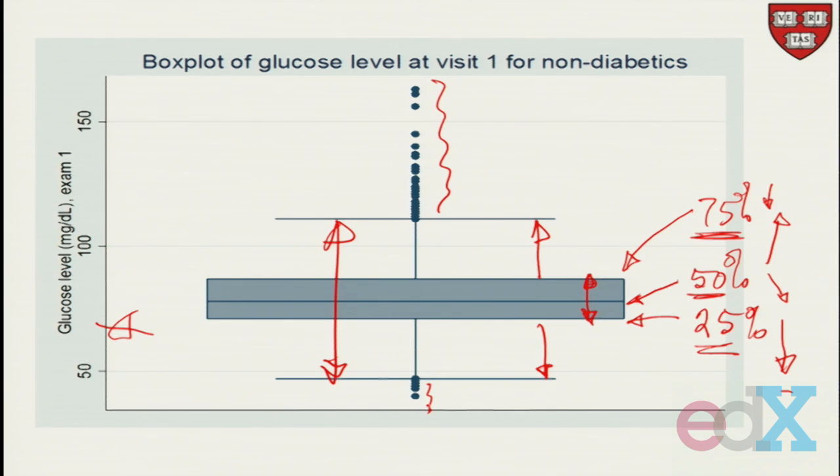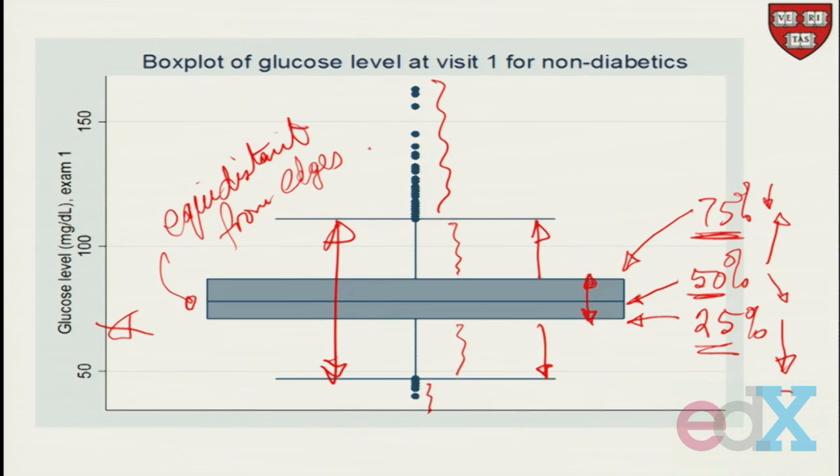Now, the thing you want to look at, in terms of symmetry, and we're always looking for symmetry, is to see whether this distance here is roughly the same as that distance. Is the median equidistant from each edge, from the first quartile and the third quartile? That's what you would expect with symmetric data. You would expect that line to be halfway between the edges.